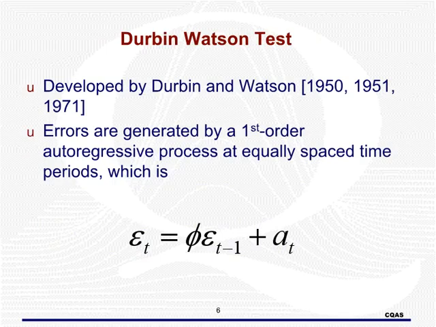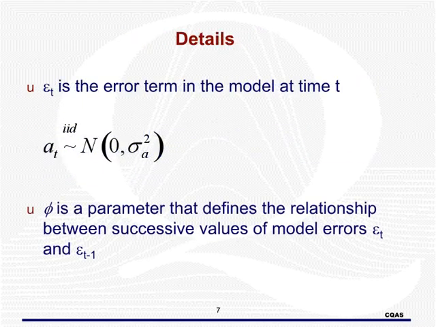We assume that the errors are generated from a first-order autoregressive process at equally spaced time periods, denoted by the equation on the screen. This process is called autoregressive because the present error is a function of the error at the previous time period and some random shock a_t. Here are some of the details. We assume that the distribution of the random shocks is normal with mean 0 and some constant variance.